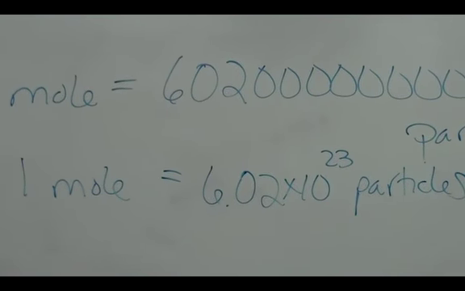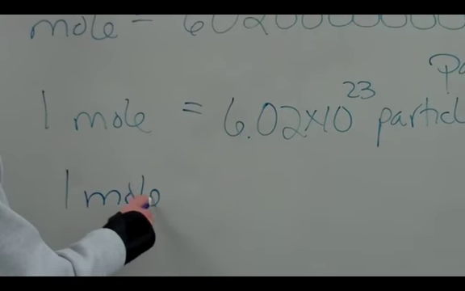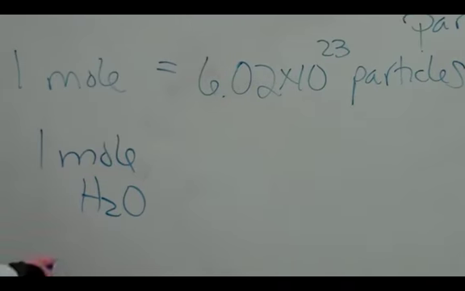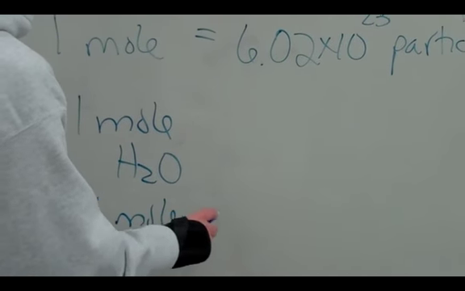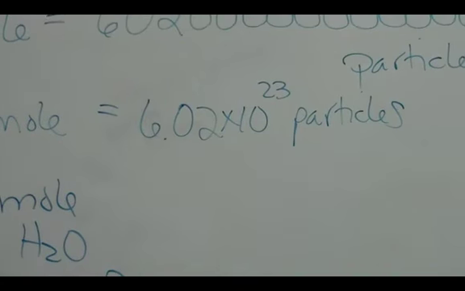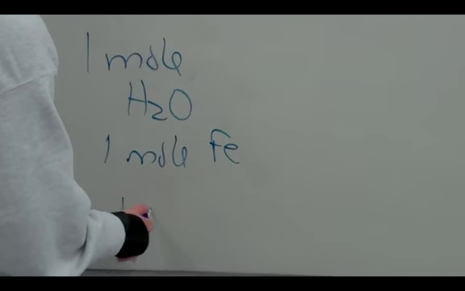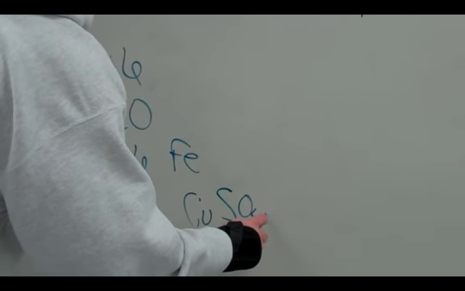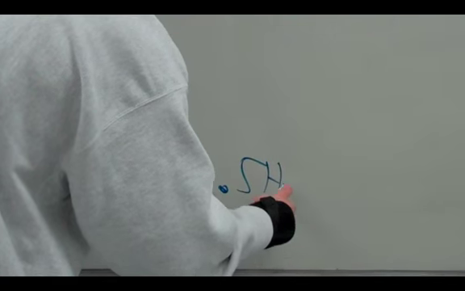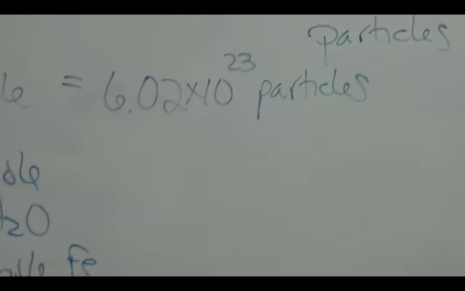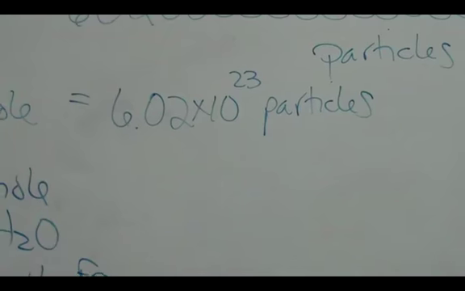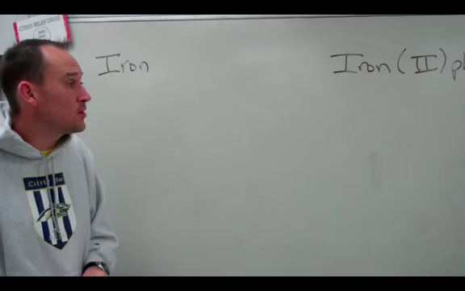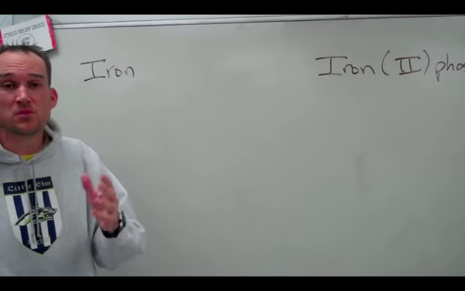So, what we can determine from this is that 1 mole of water is this many particles. 1 mole of iron is this many particles. And 1 mole of is still that many particles. Now all of these substances, when compared to a mole, can be equal. So we know that Avogadro's number equals 1 mole of particles.